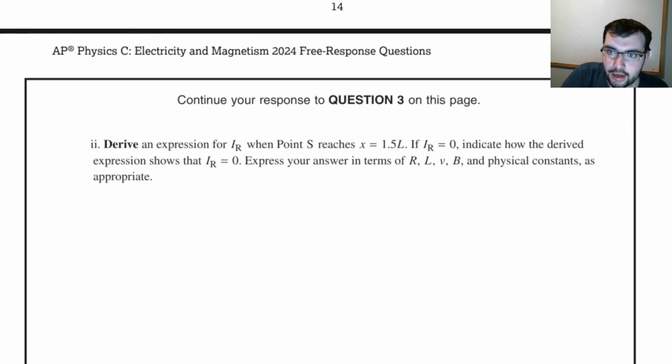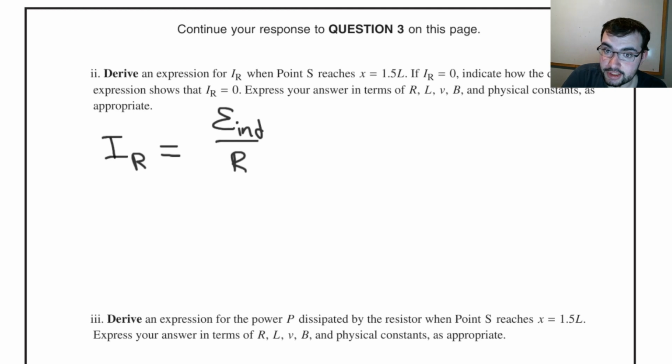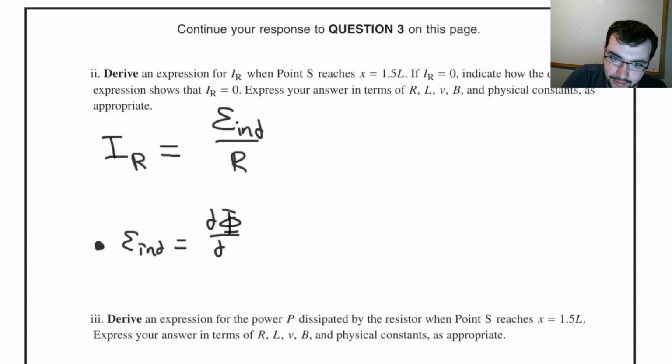But we know that by Ohm's law, the current is just going to be the EMF that's induced divided by R. So we've got to figure out what that induced EMF is. By Faraday, we know that the induced EMF, in magnitude at least, is going to be equal to d phi dt, which is equal to d dt of B times A.